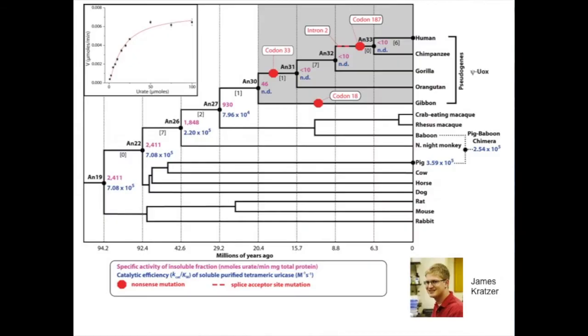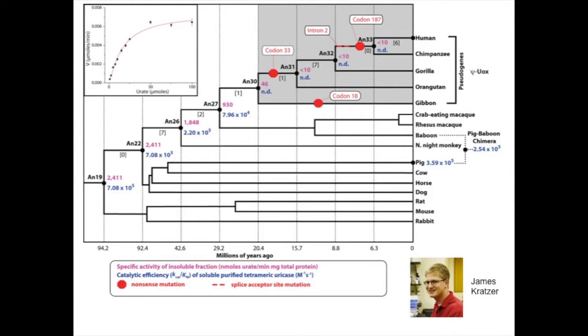So what James Kratzer in my lab did was he collected uricase sequences. What we do in the lab is we analyze sequences in a phylogenetic context. James collected sequences, built the phylogeny, and resurrected ancient uricases throughout this phylogeny. And what's shown here is, so these are mammals here, okay? I'm not sure you can read that.